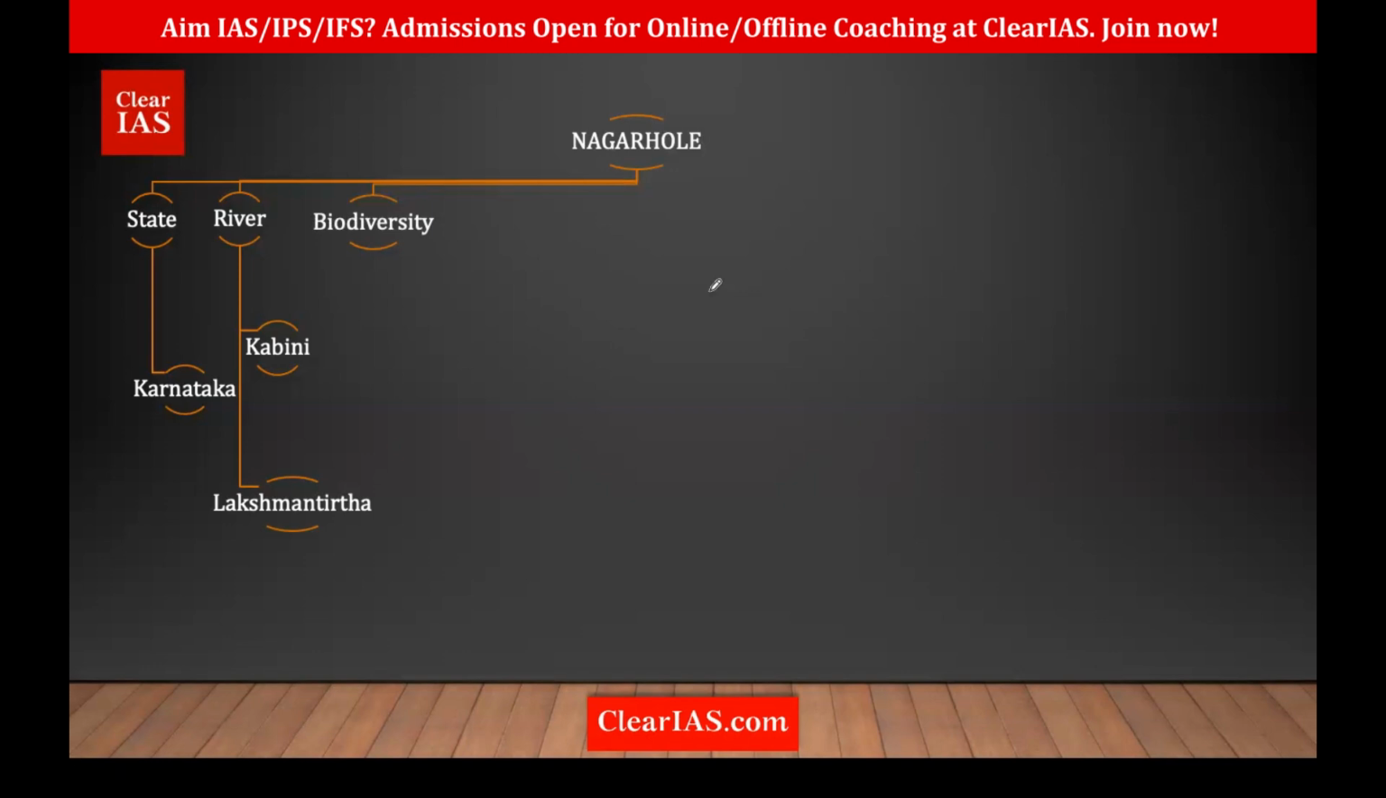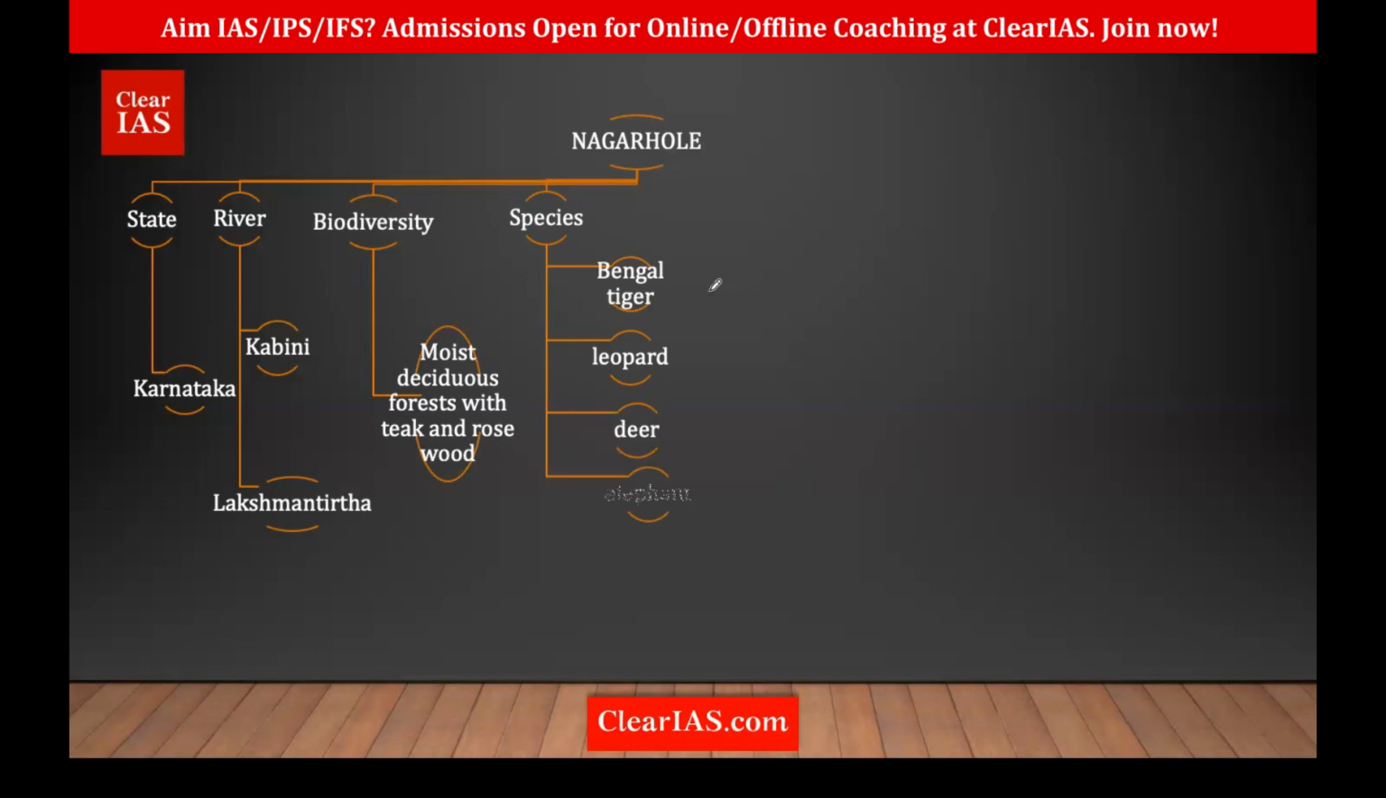Okay, Nagarhole. Next, what kind of biodiversity? Yes, it is not a region of heavy rainfall. So we have what? Mostly deciduous forest, especially with teak and rosewood. Okay. And what kind of species? Yes, the tiger is there. The leopards are there. Deer and elephant. Okay. As well as what? We have the critically endangered oriental white-backed vulture. So vulture species would be found in some of these regions. Okay. So regions of dry deciduous forest, we have the vulture species.